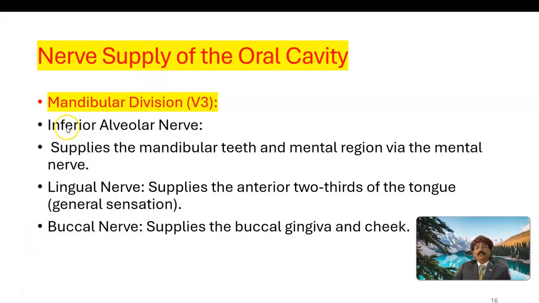Mandibular division: it is sensory, it picks up sensation via the inferior alveolar nerve from the mandibular teeth, and from the mental region via the mental nerve. This supply is for picking up sensation. The lingual nerve supplies the anterior two-thirds of the tongue with general sensation. The buccal nerve carries sensation from the buccal gingiva and cheek.